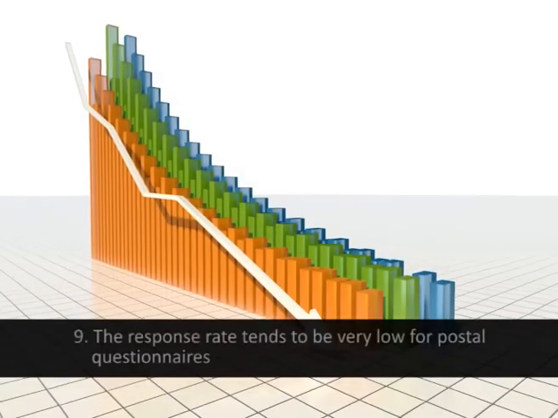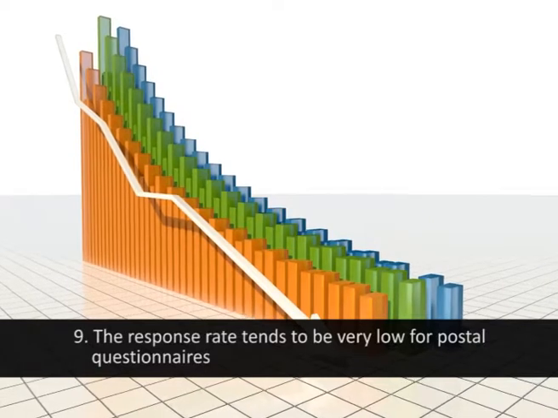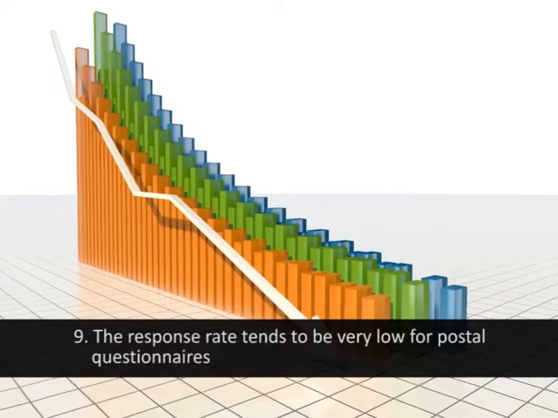The response rate, that is the number of questionnaires that are actually returned to the researcher, tends to be very low for postal questionnaires. A 20 to 25% return of questionnaires is probably something that most researchers would happily settle for, and this may mean that a carefully designed sample becomes unrepresentative of a target population.